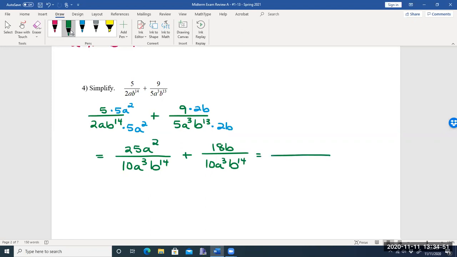Once you have a common denominator, you add numerators and you retain your common denominator. I'm going to retain my common denominator, add my numerators. When I add, they're not like terms. So the best I can do is just show the sum there up in the numerator.